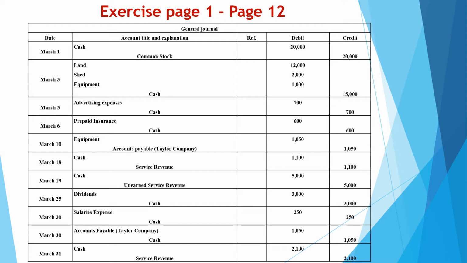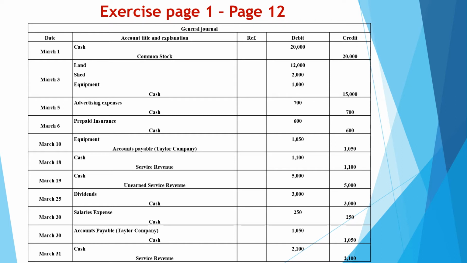So when we pay the amount due to the supplier, the cash account will decrease in credit. And the accounts payable, which is the account of the supplier, will decrease since we are paying this account. So the journal entry will be accounts payable debit for 1,050 and cash credit for 1,050.